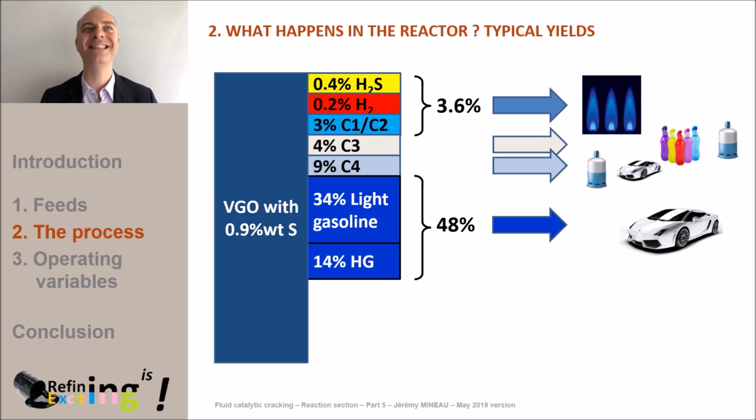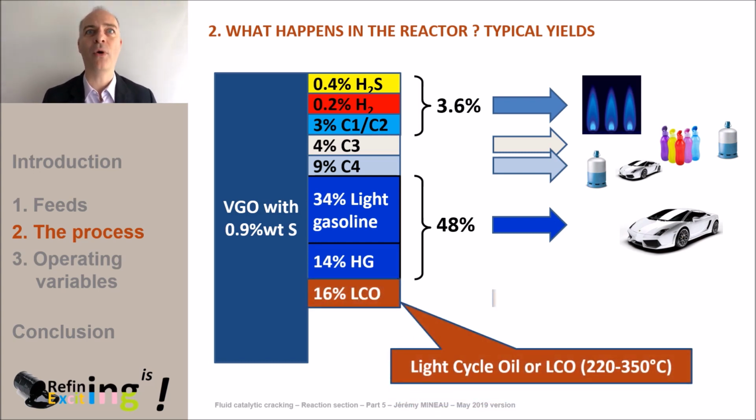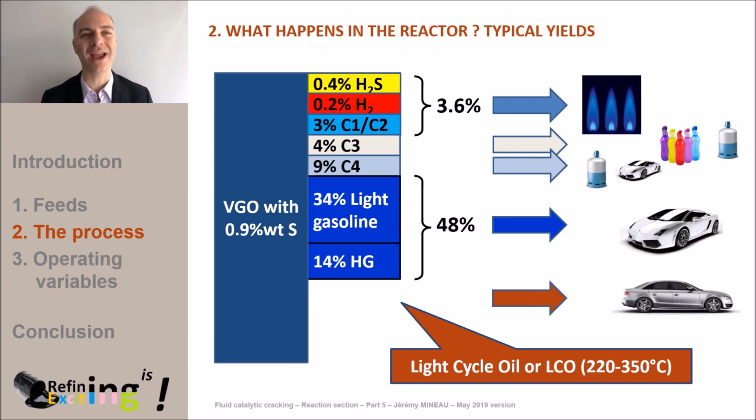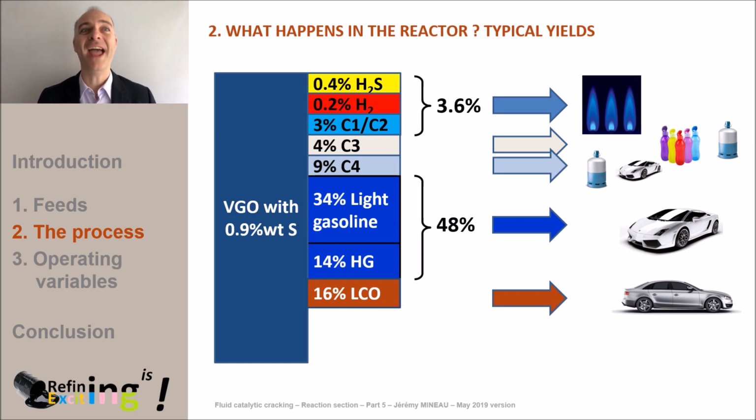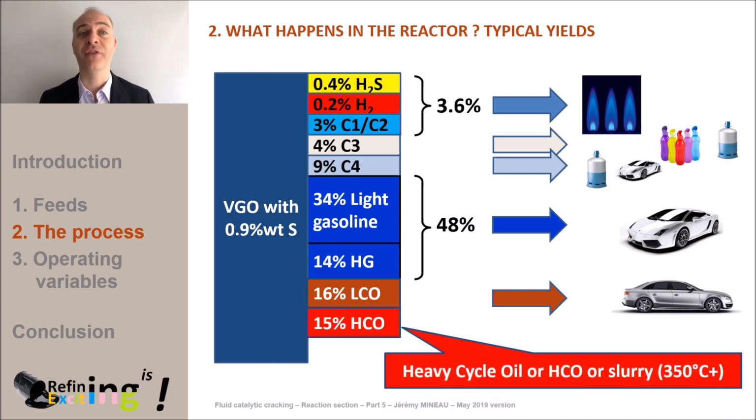Then comes the LCO for light cycle oil, which is typically incorporable in the diesel pool for a value of between 15 to 20% by weight of the fresh feed. Then the HCO or heavy cycle oil, most commonly known as slurry, for a value of between 13 to 20% by weight. This cut is normally used as internal fuel for the refinery, but it can be a good material to produce fuel.